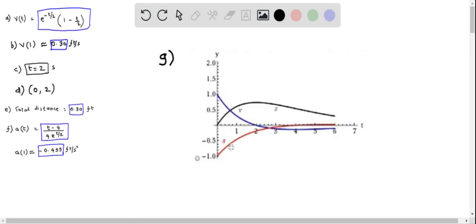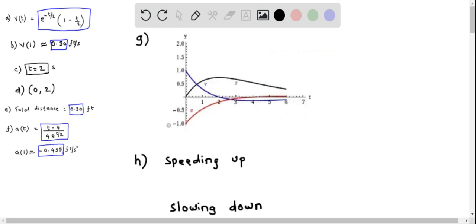In part G, we graph the position, velocity, and acceleration functions for the first 6 seconds. So we graph these functions using the graphing calculator or any graphing software utility, and we obtain this graph. That is, this one represents the position function, the blue graph represents the velocity, and the red one represents the acceleration function. And so this is the graph of the position, velocity, and acceleration functions.